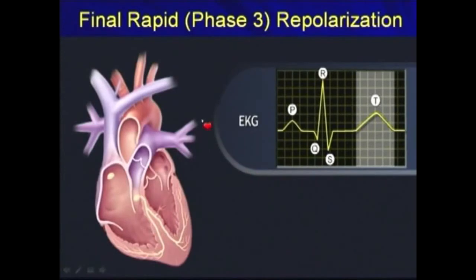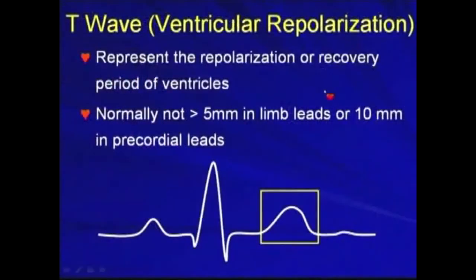Then it comes to the final rapid, so-called phase 3 repolarization, which corresponds to the T wave. So the T wave here represents the ventricular repolarization. It represents the repolarization or recovery period of ventricles. Normally, it is not more than 5 millimeter in limb leads or 10 millimeter in precordial leads.